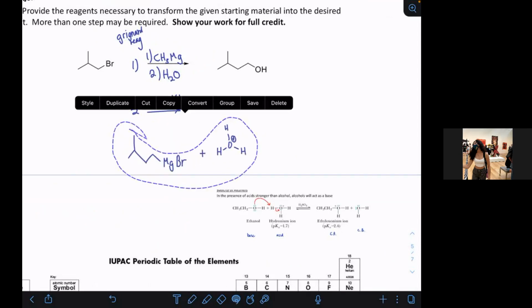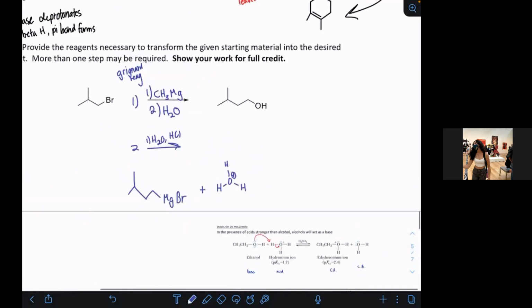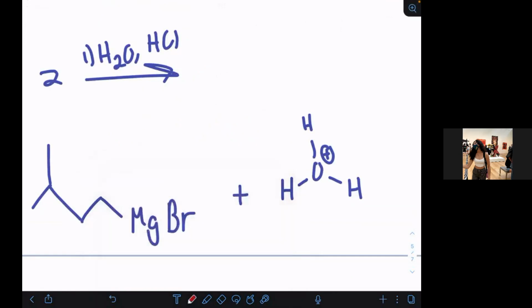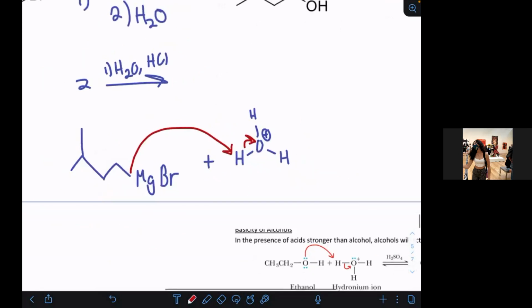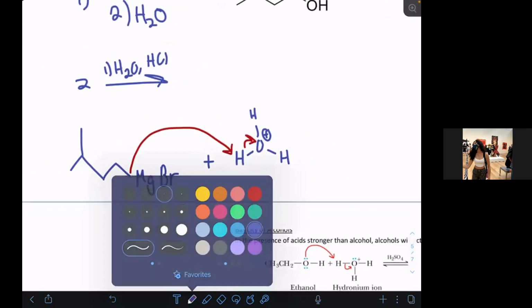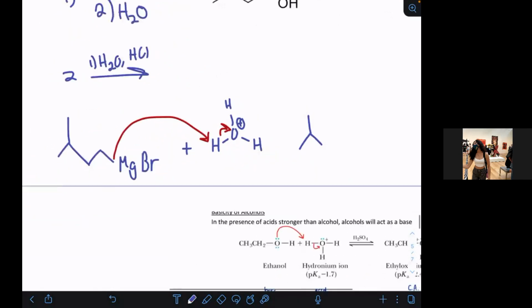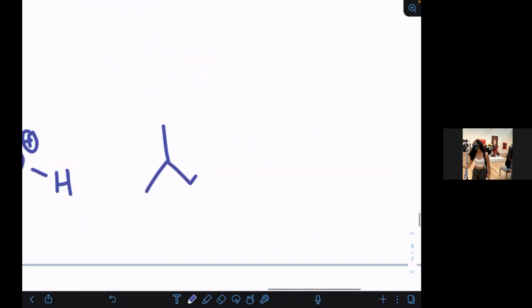And then it does, let's see. This grabs this and then this breaks off. I think this is kicked off first or whatever. I don't know, it's not asking you to draw the mechanism at this point. So then what do we have?